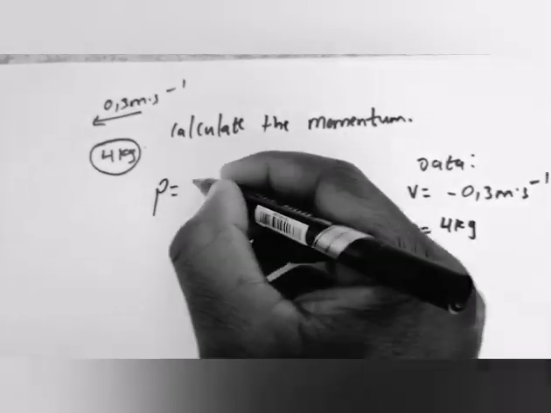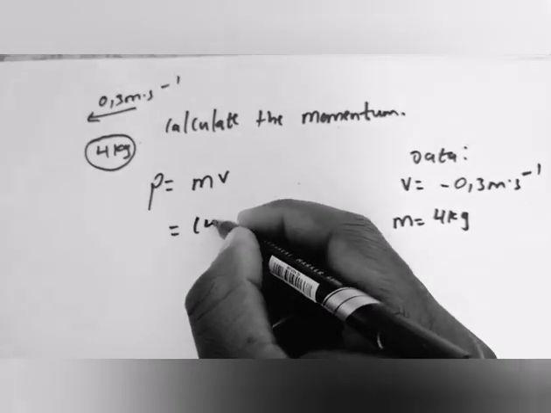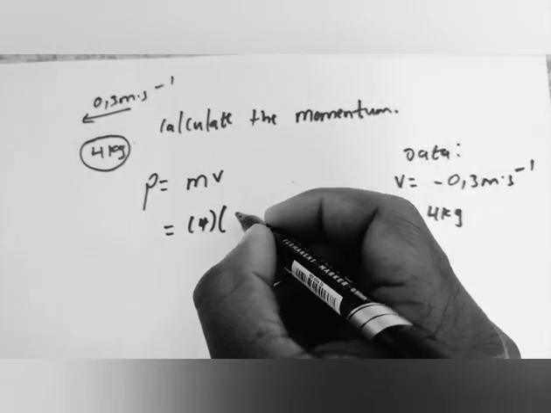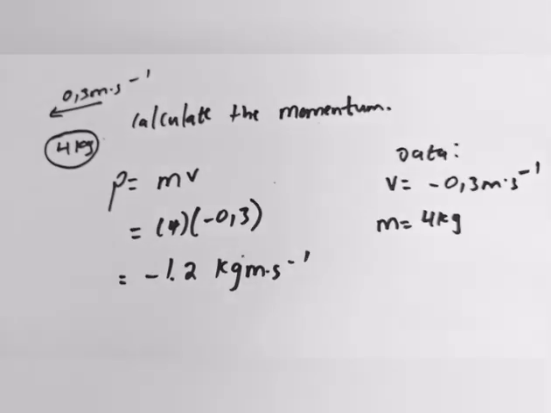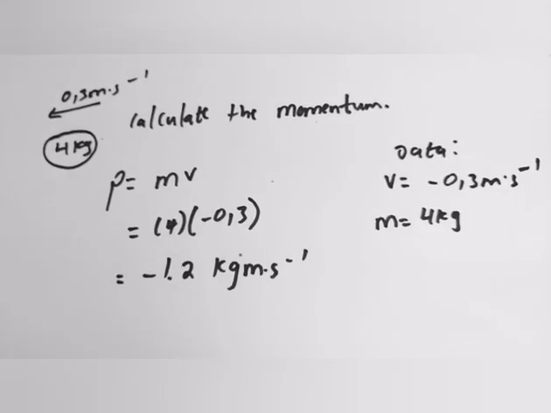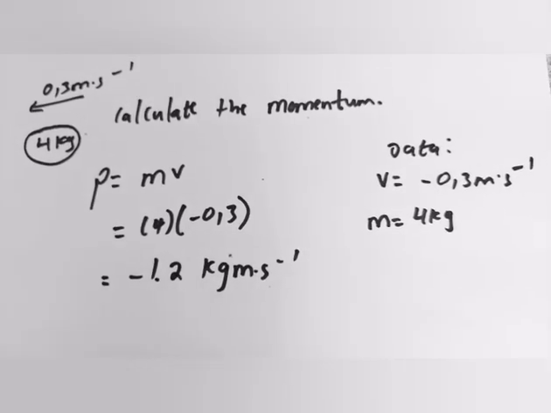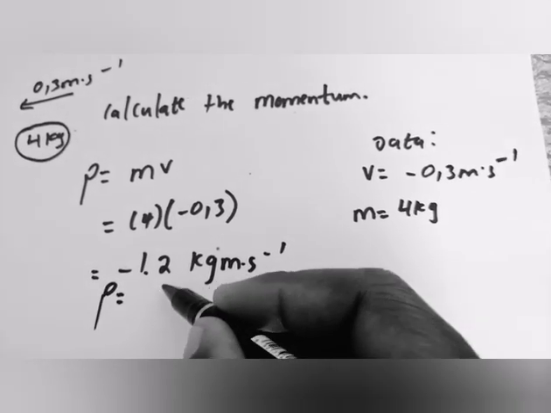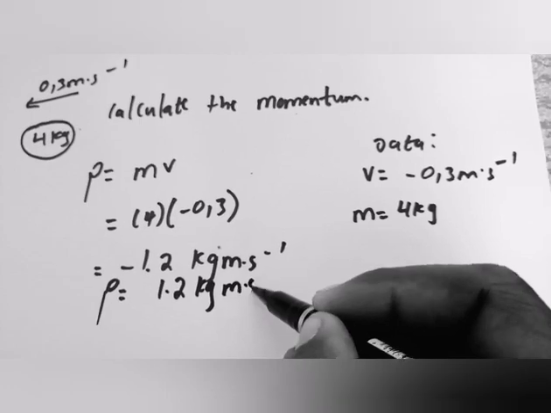We are happy because they are in their original SI units. The first thing, P equal to mv. Mass is 4 kg multiplied by negative 0.3 meters per second. You get your answer as negative 1.2 kg meters per second, but you must not write it that way. So just write it in this way, 1.2 kg meters per second.